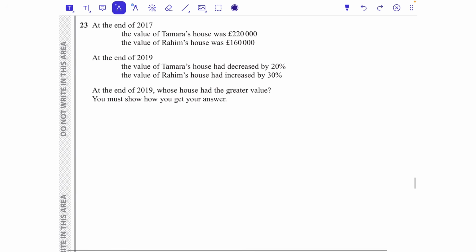Question 23. At the end of 2017, the value of Tamara's house was £220,000. The value of Raheem's house was £160,000. At the end of 2019, the value of Tamara's house had decreased by 20%, and the value of Raheem's house had increased by 30%. At the end of 2019, whose house had the greater value?